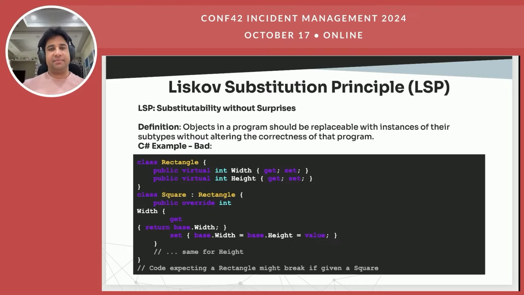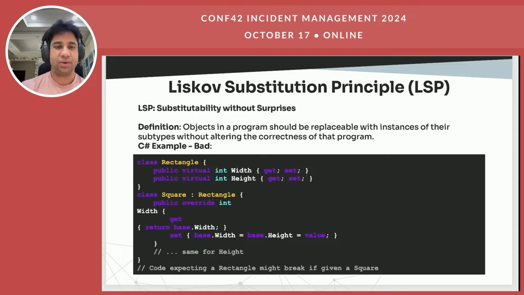It doesn't give you any hint about it, but the details are that you should be able to substitute the lower level implementation of any interface or an abstract class details without breaking the upper level function. Now again, let's look at an example in C#. So we have a class rectangle, which has width and height, which is quite standard.